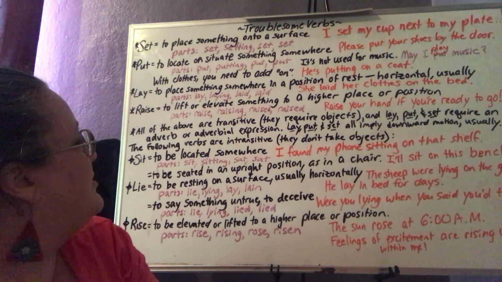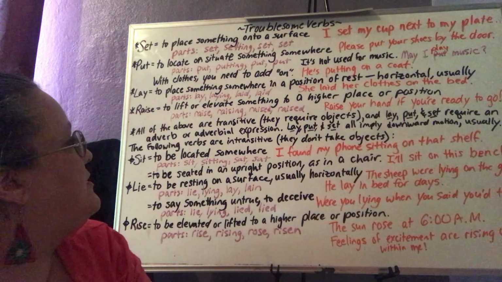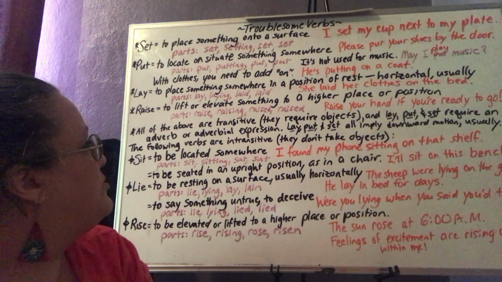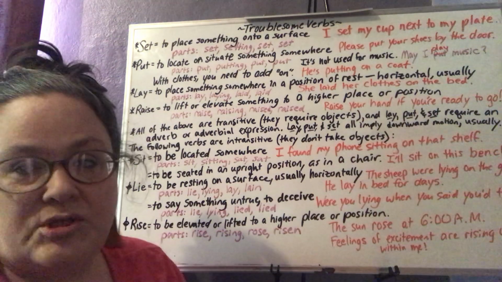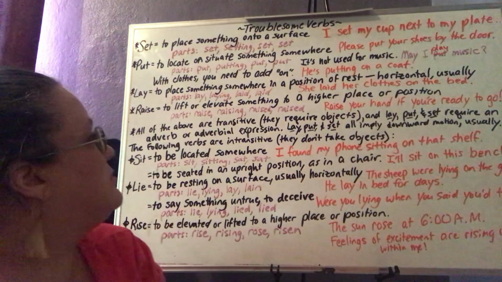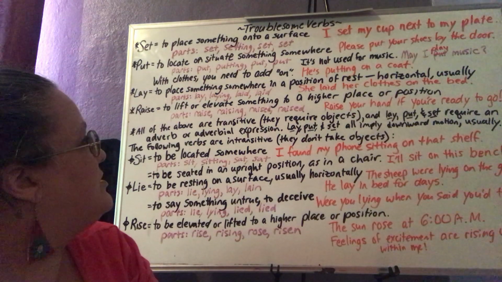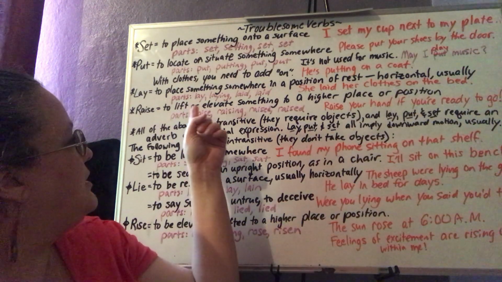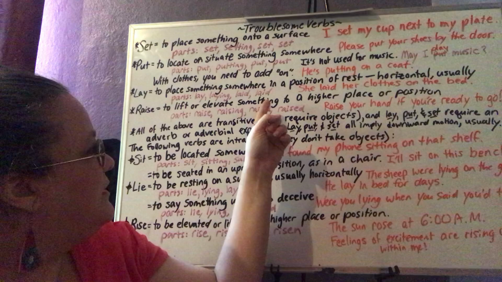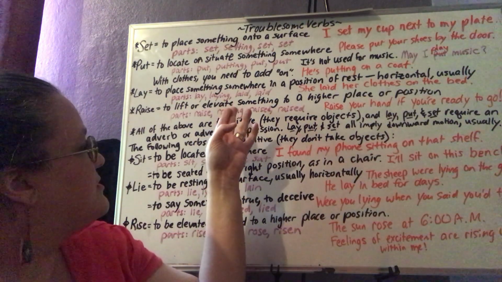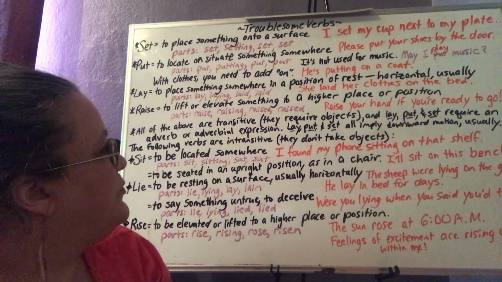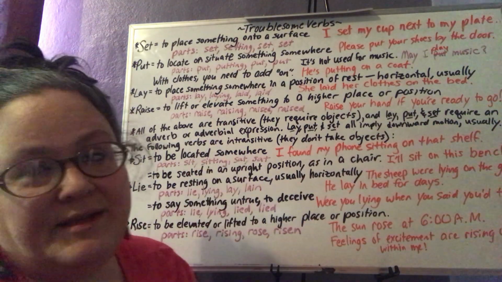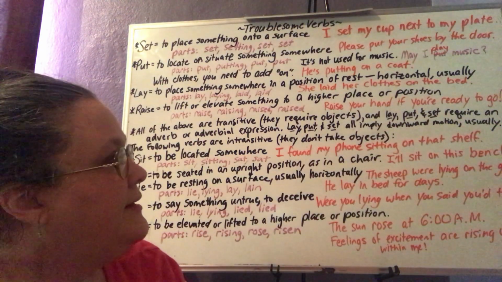Here we have lay as the next one. Lay in the present tense is to place something somewhere in a position of rest. That's usually a horizontal position. The parts of lay are lay, laying, laid, and laid. So past tense is laid and past perfect is laid as well. But it's L-A-I-D and not L-A-Y-E-D.